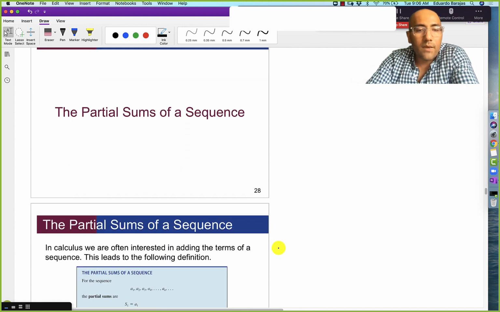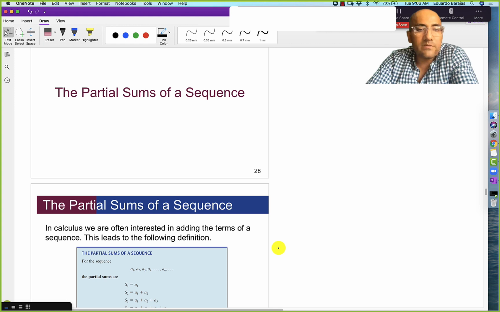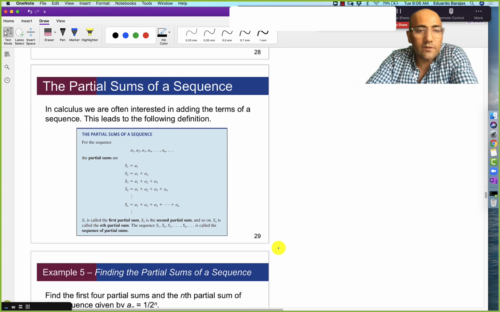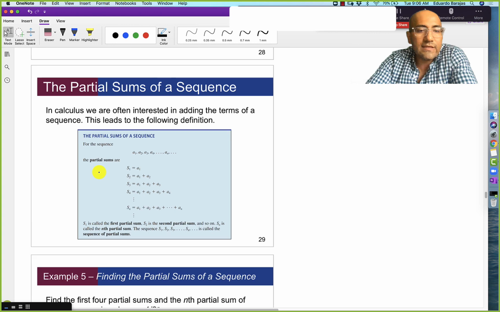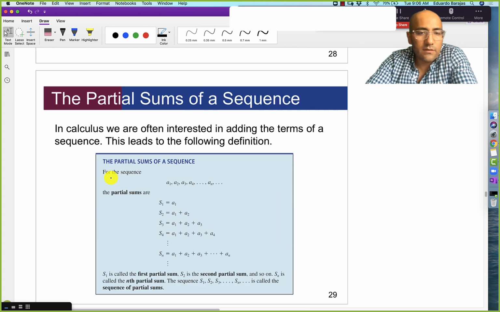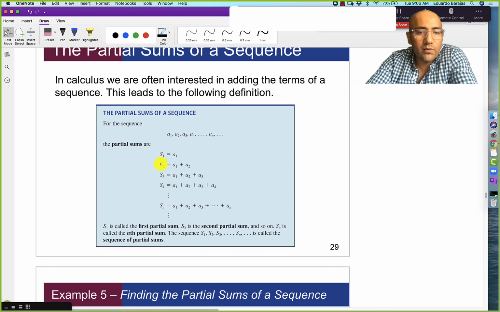Okay, now let's look at the partial sums of a sequence. Something else that we often want to do, particularly in calculus as we prepare to get into calculus, is that when we're given a sequence, we want to think about what happens as we begin to add them in this way. So let's say that we're given the sequence a sub 1, a sub 2, a sub 3, and so on and so forth. We want to create a new sequence.